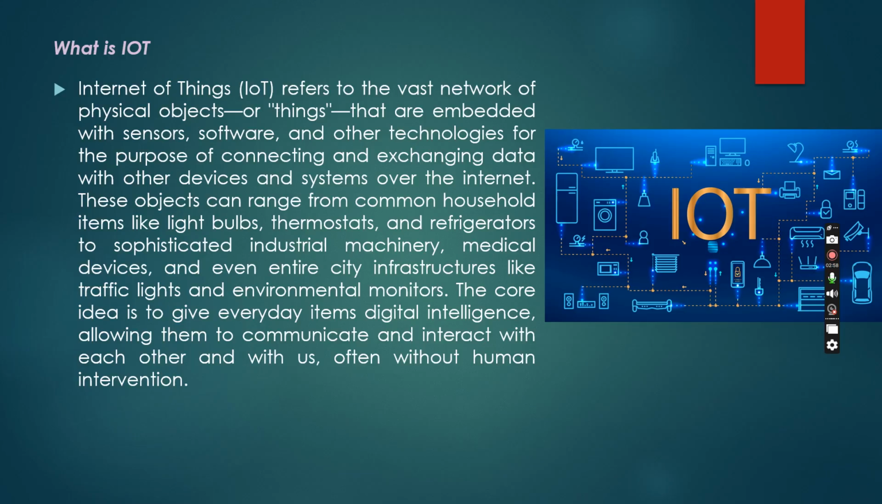Let's look at what is IoT. IoT, also known as Internet of Things, connects everyday devices like lights, fans, and water tanks to the internet, allowing us to monitor and control them remotely using mobile or web apps.